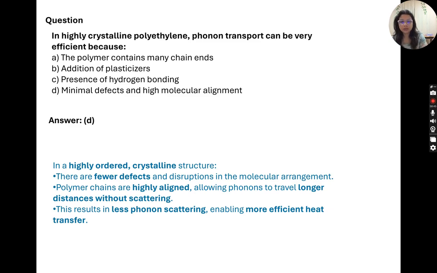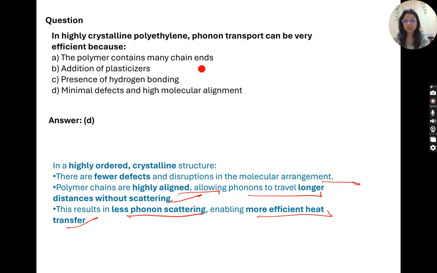There are fewer defects and disruptions in the molecular arrangement. Polymer chains are highly aligned, allowing phonons to travel longer distances without scattering. The result is less phonon scattering, enabling more efficient heat transfer. If we look at the first option, the polymer chain containing many chain ends, this cannot be the reason, as this is not the phenomenon happening here.